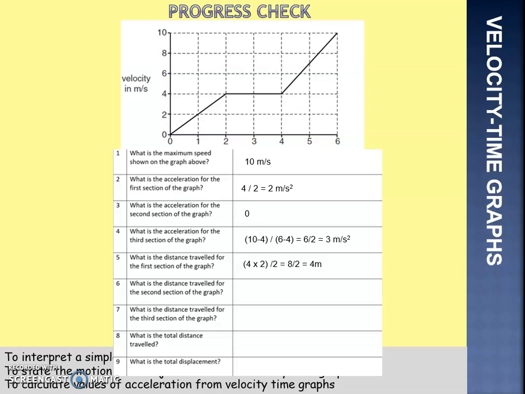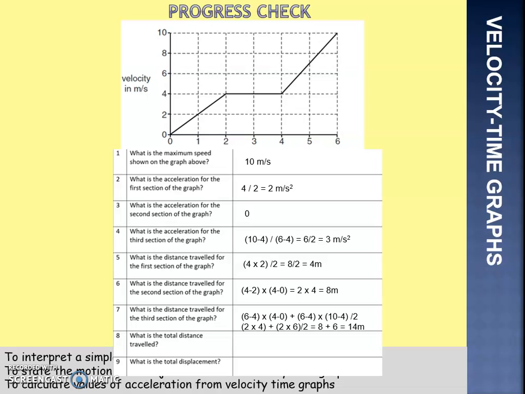Question 6, what's the distance for the second section of the graph? Second section we can divide into a square. The velocity would read as 4, and the time taken 2, so that would be 4 times 2, giving us 8 meters. Okay, question 7, we'd need to divide that into 2 sections, a triangle and a square.